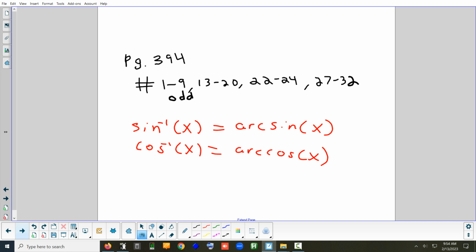The odd applies to 1 through 9, right? Yeah, 1 through 9 odd, and then 13 to 20, 22 to 24, and 27 to 32.